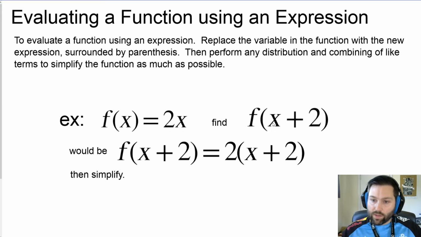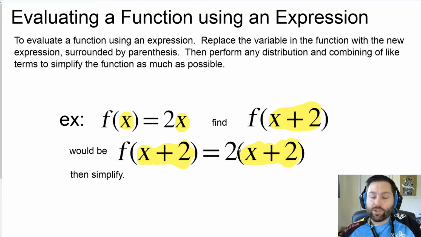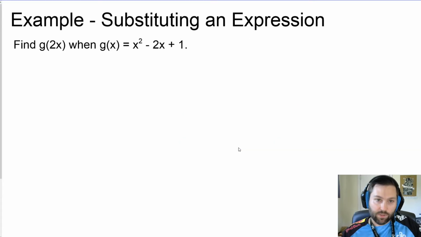There it is. This x plus 2 is going here and here. So when all is said and done, now it has become 2 times x plus 2 where the x's used to be. And that is what is supposed to happen. Then I would simplify. The simplifying here would be really easy. I would just multiply x by 2 and 2 times 2. So let's go ahead and see some more complex examples of that, though.